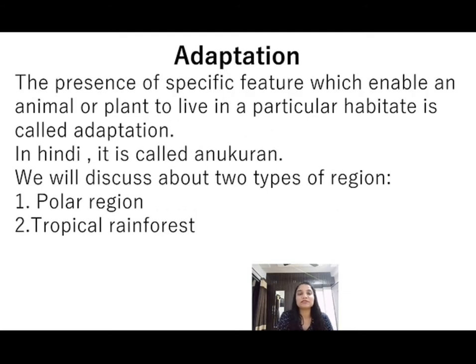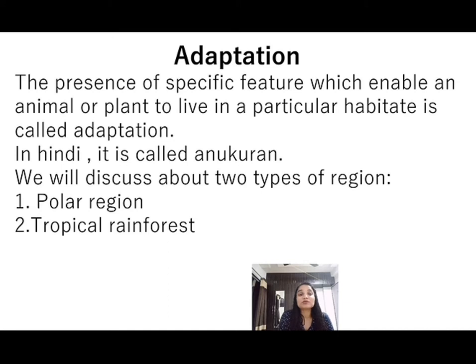What's the meaning of adaptation? It's the specific feature which enables an animal or plant to live in a particular habitat, and it is called adaptation. In Hindi, it is called anukulan. Now, what is the meaning of specific feature? Specific feature means it is developed naturally. It has been given naturally. It cannot be developed artificially.